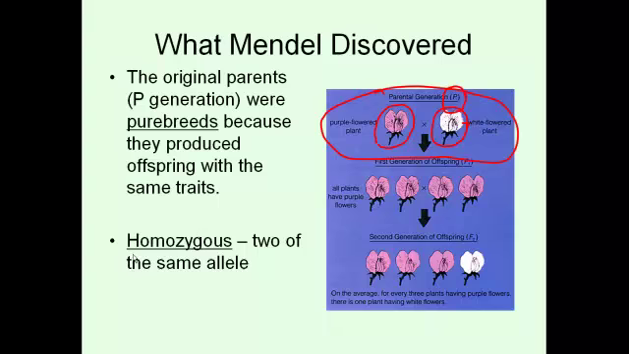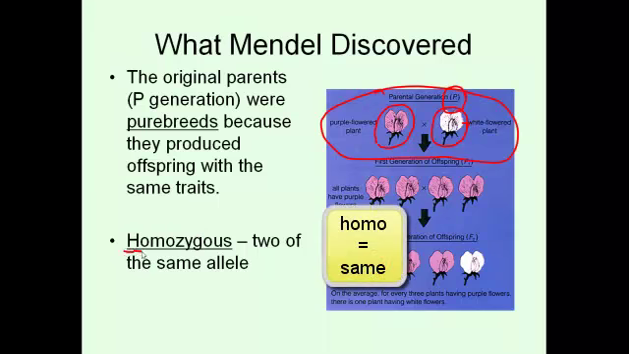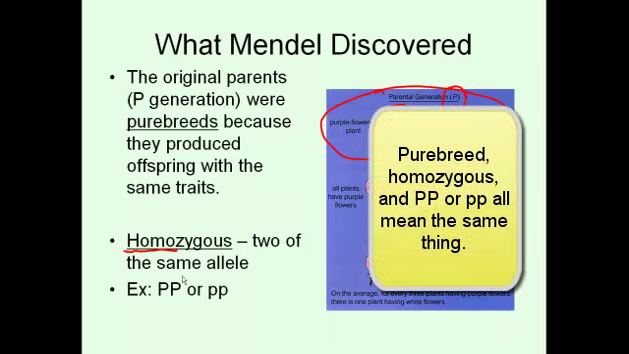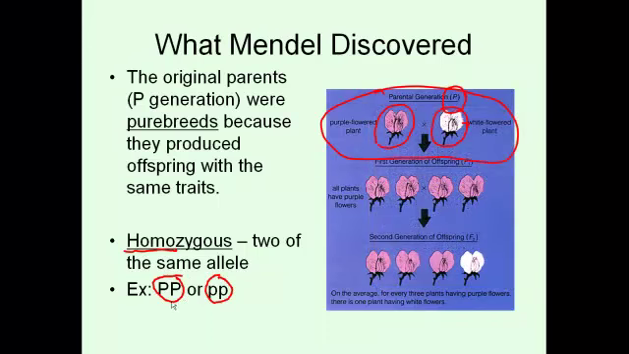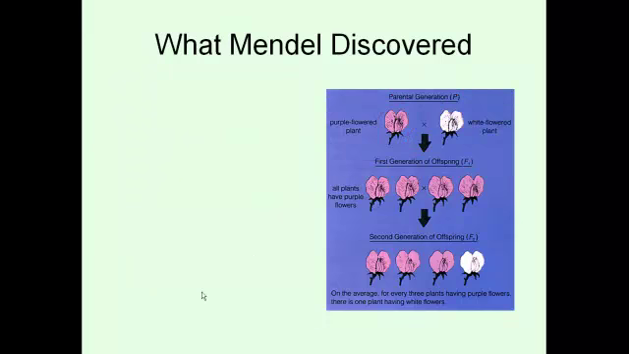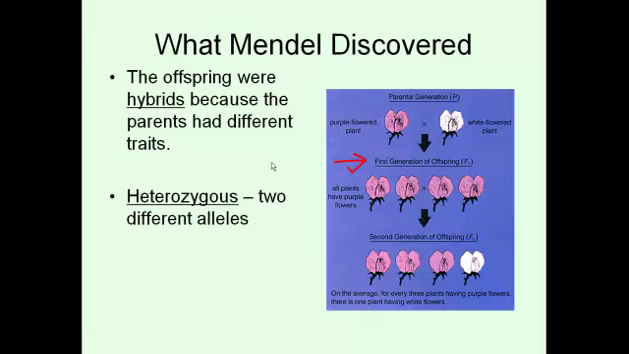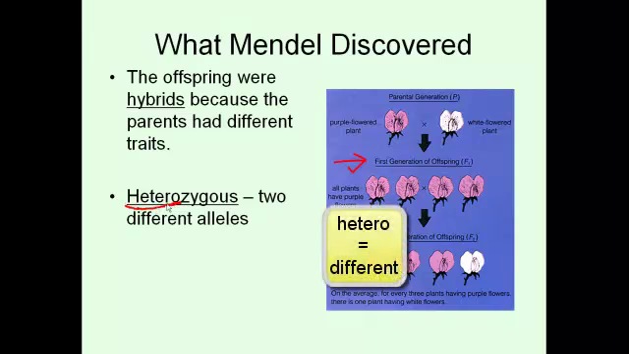Another way of saying pure breed is homozygous, which means 2 of the same allele, and homo means same. So homozygous, 2 of the same. So homozygous would be either 2 capital P's or 2 lowercase p's. So either 2 purple genes or 2 white genes. But the offspring, which is this generation, were called hybrids because the parents had different traits. So they are heterozygous. Hetero means different. It means they have 2 different alleles.